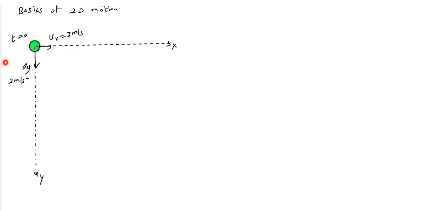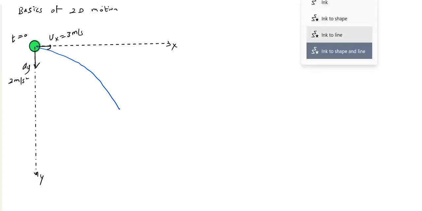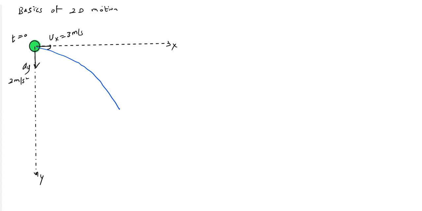This particular background is there. Only acceleration we know, only velocity we know. If acceleration and velocity are in the same direction, we know. But here they are perpendicular. How the particle is going to move, that we will be studying. So the particle is going to describe a parabolic path. It's going to describe a parabola.